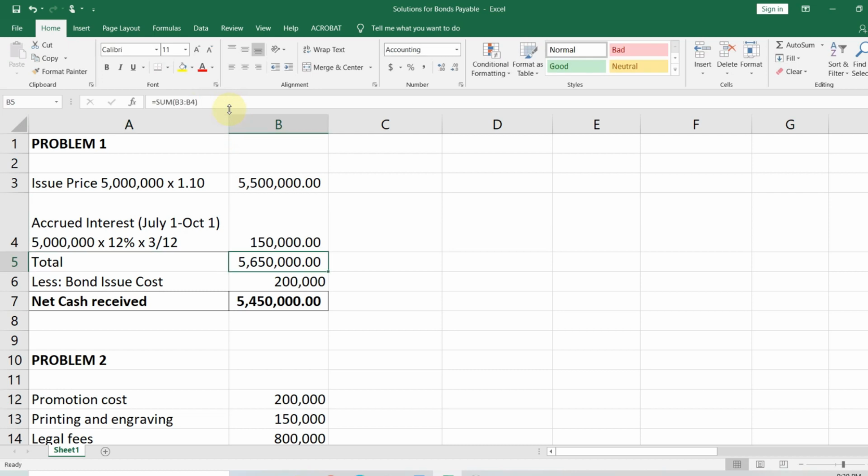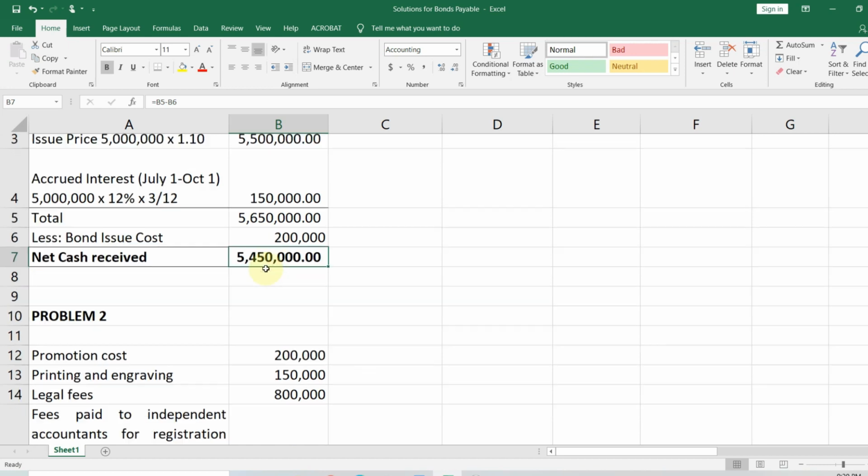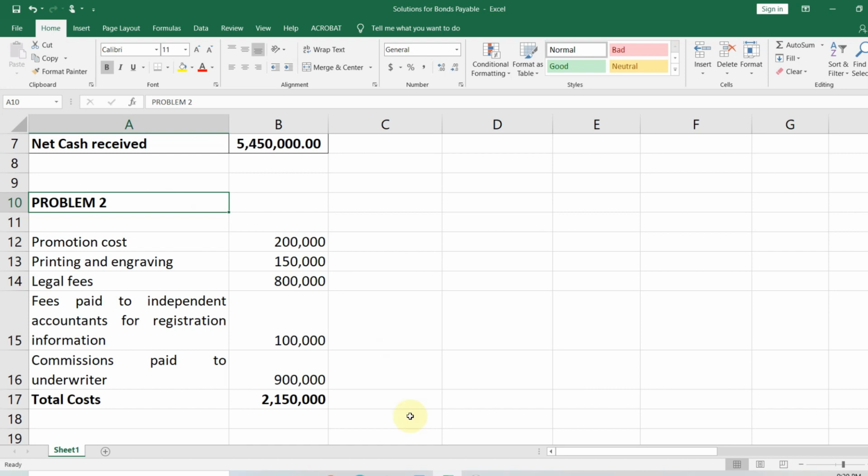Now you add, so you have 5,650,000. Now, because you paid a cost, or incurred an expense with regards to the issuance of the bond, of 200,000, that's big, right? Imagine, what could have been paid? That's 200,000 pesos. So, you deduct it, because of course you paid it. Your net cash received is 5,450,000. So, this is the answer, 5,450,000. It's very easy, right? Next, we have problem 2.